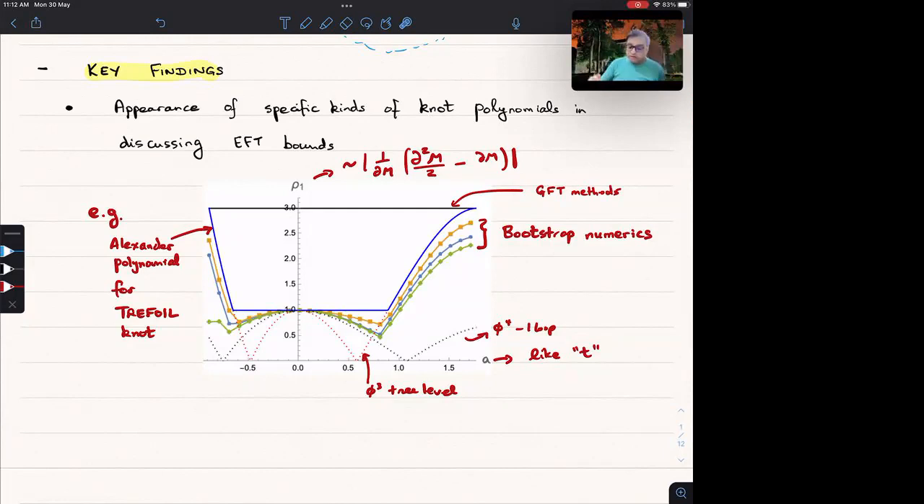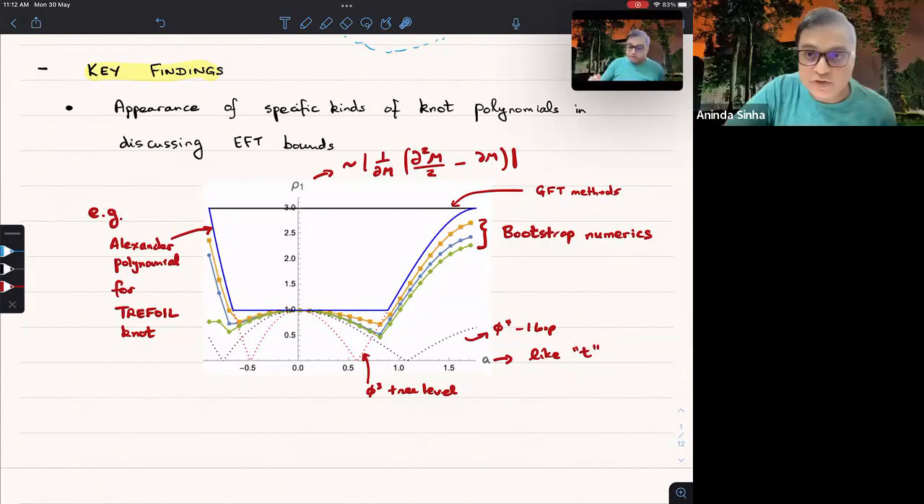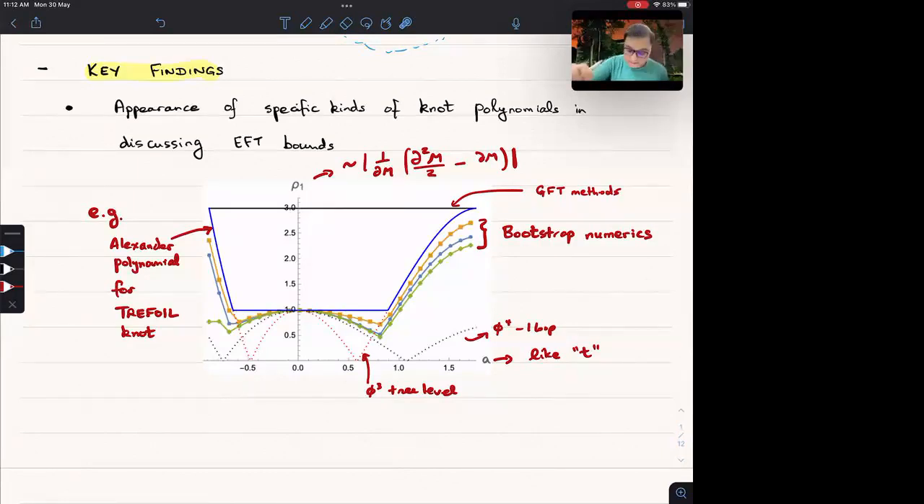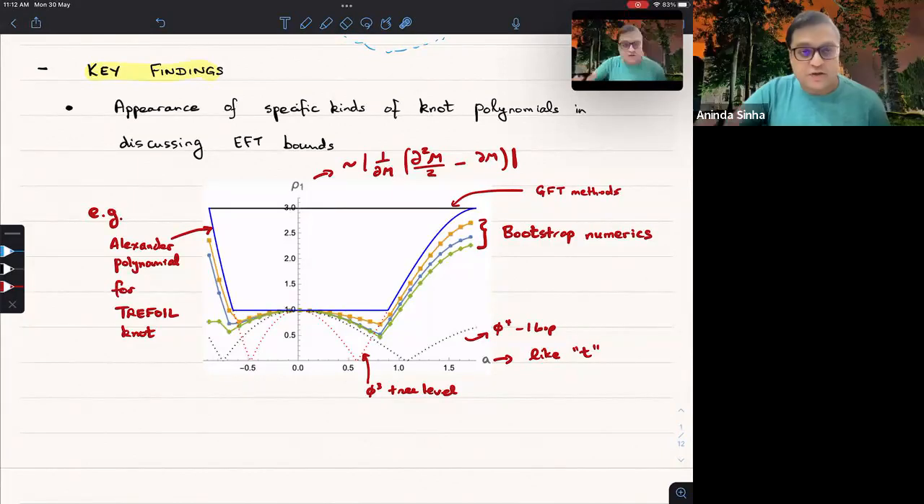So I have a question. Yes, is there a question? Yes. So phi-4 theory at tree level, what sort of curve would that give? Yeah. So that's just a constant. So that would be a trivial line somewhere. Yeah. It's just a constant. It's a contact interaction.